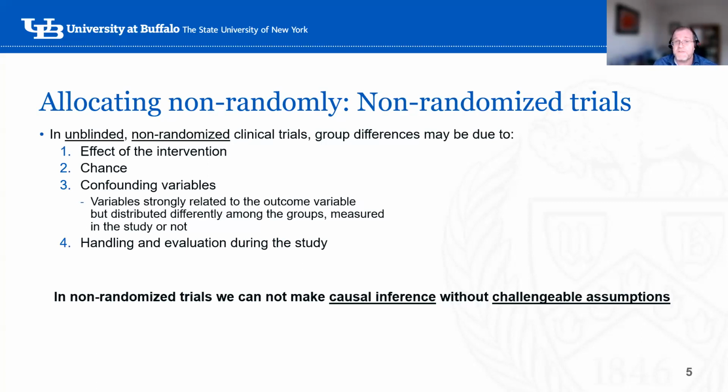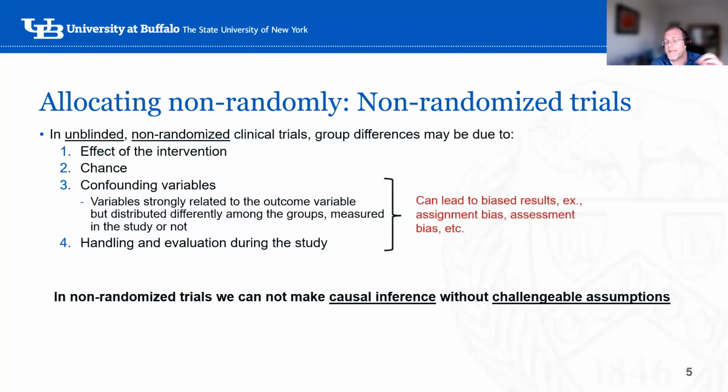It could also be due to confounding variables, and these would be variables that are related to my outcome that might be distributed differently at baseline, and I could also have differences in handling and evaluation during the study. Now, reasons 3 and 4 are really problematic because that can lead to biases when I go to assess the treatment effect. This has been well documented and studied and discussed in the literature. I could have assignment bias, I could have assessment bias, I could have selection biases. There's all sorts of biases that I can worry about.